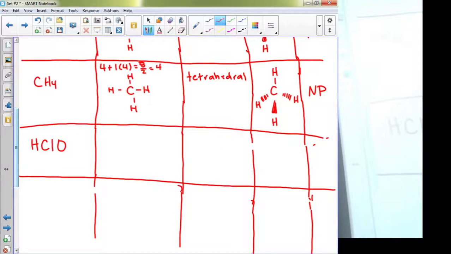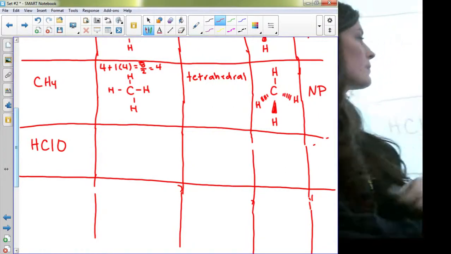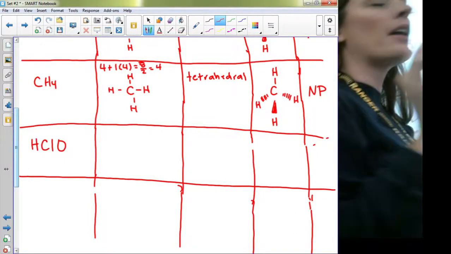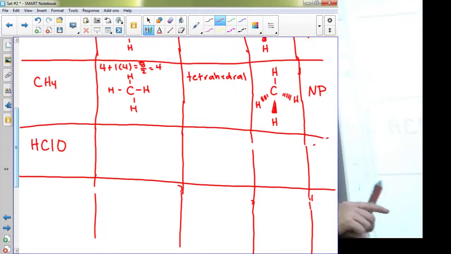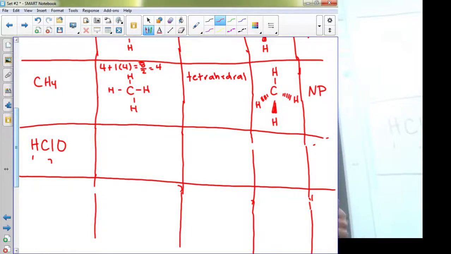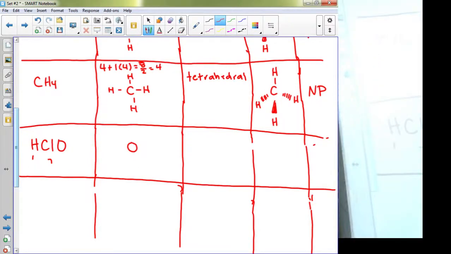All right, now, I've got 3 different atoms. So how do I know who goes in the middle here? Okay, let's think about it. How many bonds can hydrogen make? 1. So I know it's got to be on the end. How many valence electrons does chlorine have? 7. So how many bonds is it wanting to make? Just 1. So who has to go in the middle? Oxygen. Because this is the only one that is willing to make 2 different bonds, right?